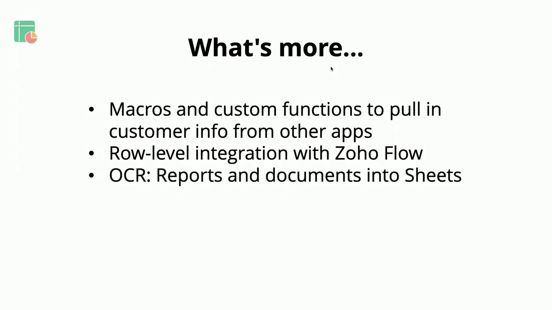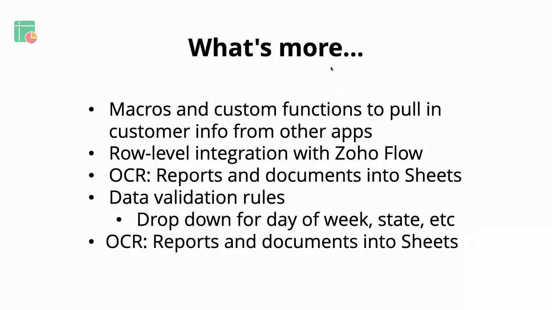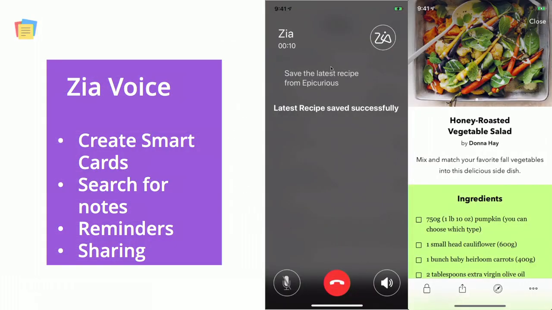OCR, so reading documents. So Zia will be able to read a document or a picture. If you take a picture, it'll be able to scan that and parse it into a spreadsheet for you. So you'll be able to turn that into documents, turn that into spreadsheets, even my really, really bad handwriting. So far, it's been able to work well with. There are also some data validation rules. So for instance, if you want to have a cell on your spreadsheet that has specific validations that need to be filled, you can fill in options here for like day of week or state, so you never even have to worry about those inconsistencies to start with. And we already talked about OCR. We got that in there again, just as a nice reminder.